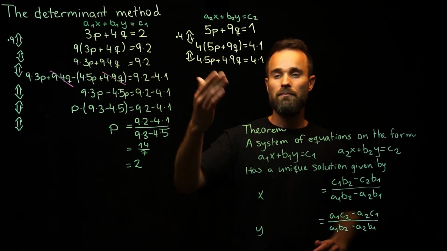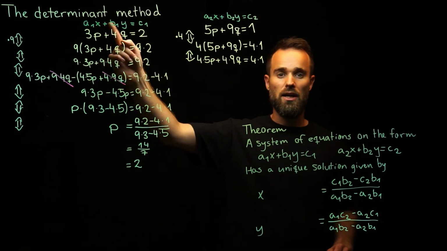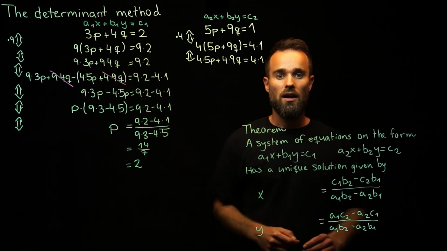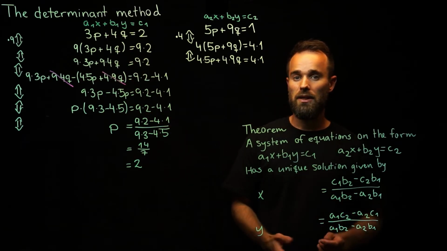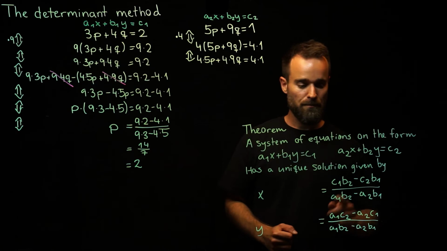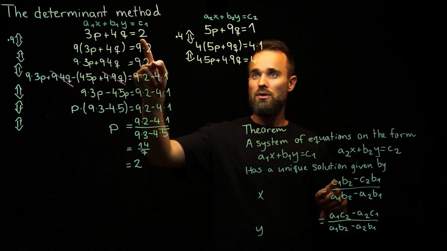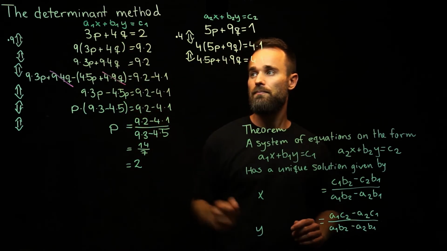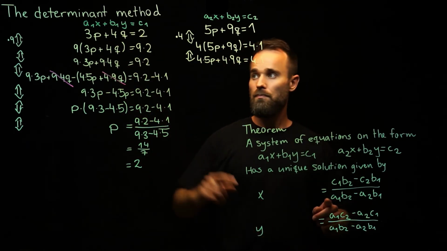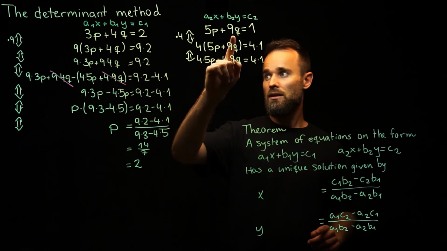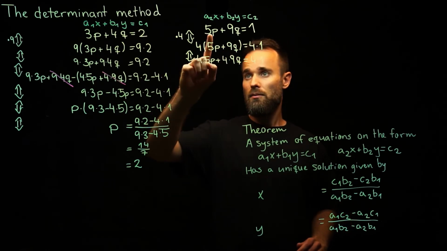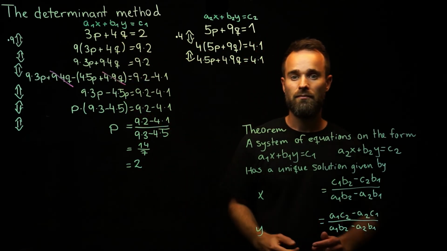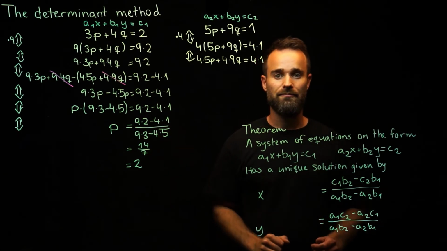In the problem, P corresponds to X. And according to the formula, P is given by the fraction 2 times 9 minus 1 times 4 divided by 3 times 9 minus 5 times 4. So it checks out.